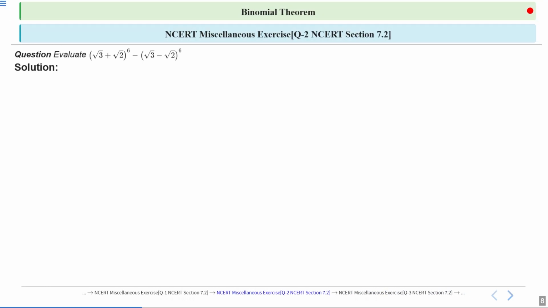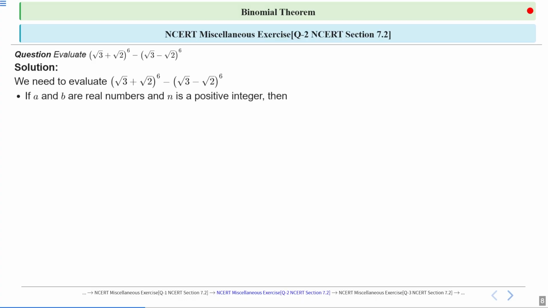We need to evaluate (root 3 plus root 2) to the power 6 minus (root 3 minus root 2) to the power 6. To solve this, we need to recall a key principle of the binomial theorem.